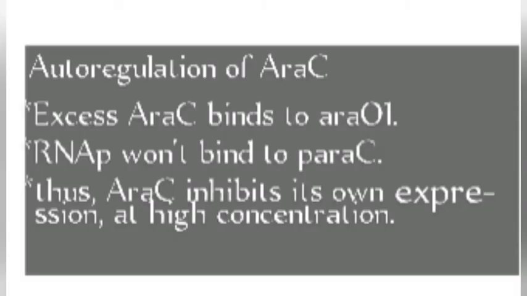Autoregulation of the regulatory gene products. The expression of the regulatory gene is negatively regulated by its own regulatory gene product. A high concentration of the regulatory gene product binds to the operator ARA-O1 of the regulatory gene. This in turn blocks RNA polymerase from interacting with the regulatory gene promoter. In other words, this simply means a high concentration of regulatory gene products inhibits its own expression.